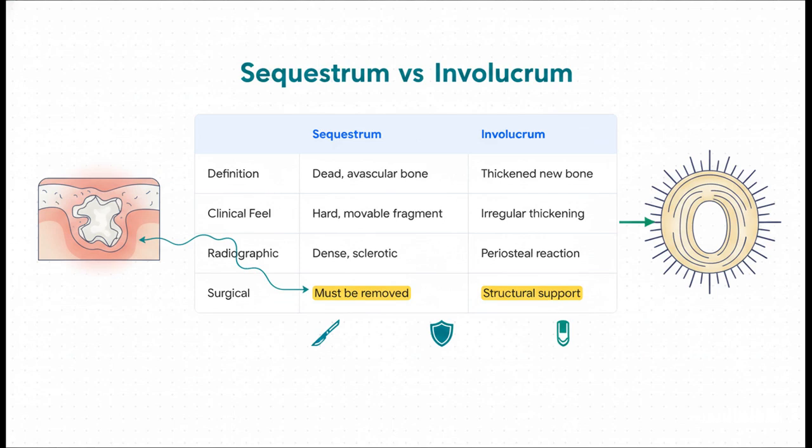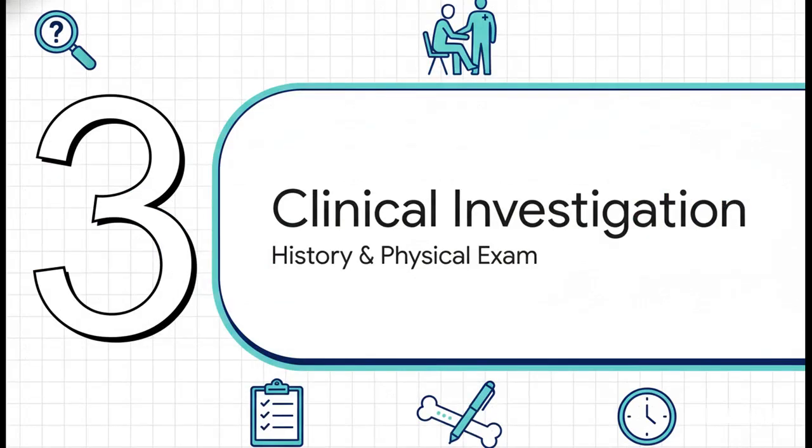But here is the most important clinical point. The sequestrum is the enemy. It has to be removed. The involucrum is your ally. It provides structural support, and we preserve it whenever possible. So we understand the pathology. Now, how do we find it?